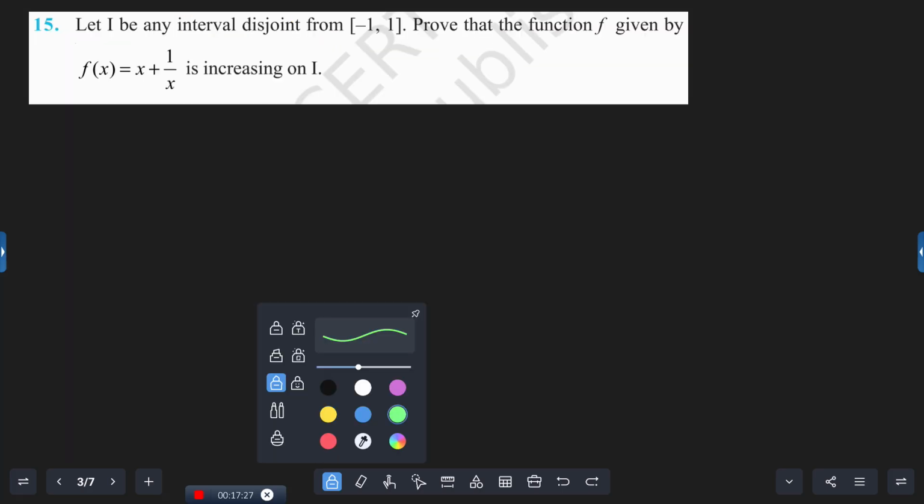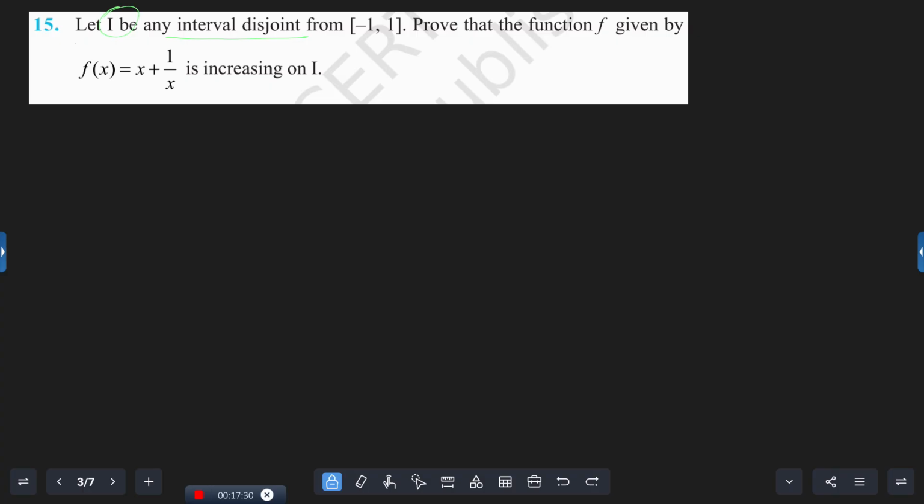Question number 15. I can be any interval but disjoint from this. Listen carefully. I can be any interval, meaning from minus infinity to plus infinity you take any interval. But the interval minus 1 to plus 1 alone you don't take, they are telling. Remaining whatever comes you use. That is what disjoint means: you should not use minus 1, 1 as an interval.